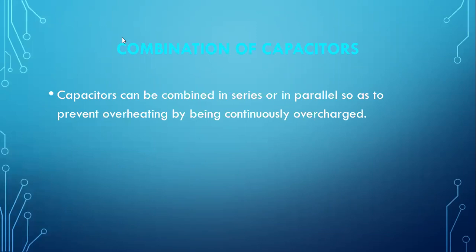Now capacitors can be combined in series or in parallel so as to prevent overheating. These combinations, in series or in parallel, are made so as to prevent the overheating that can occur because continuous discharging leads to continuous overcharging. It is there just to prevent overheating that could lead to damage of the capacitors.